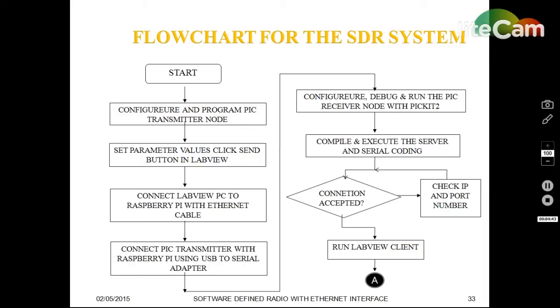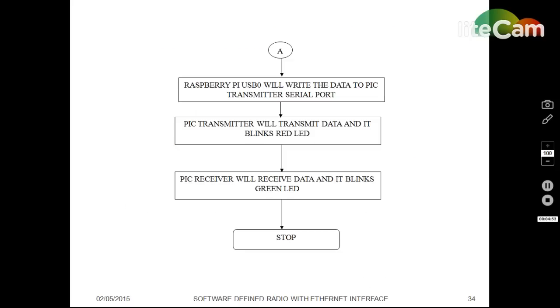We have to run the LabVIEW client section. If it does not, then check the IP address and port number. Then again we have to go for the connection acceptance. The Raspberry Pi USB node will write the data to the PIC transmitter serial port. If the PIC transmitter transmits the data, it blinks the red LED for the transmission indication, and the PIC receiver will receive the data and blink the green LED. Then the function will be stopped.